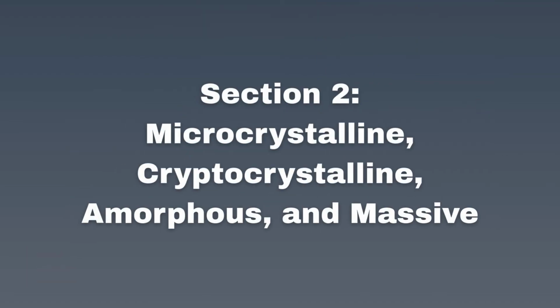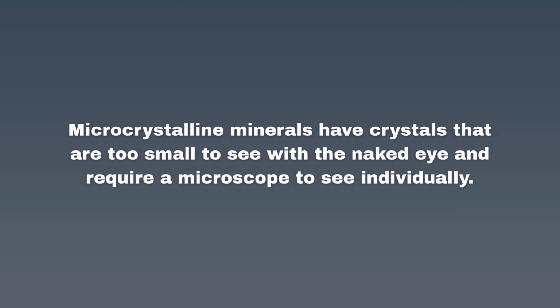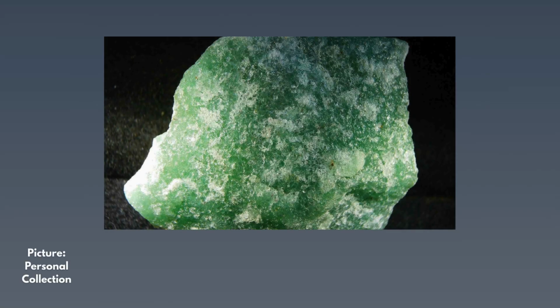Section 2. Microcrystalline, cryptocrystalline, amorphous, and massive. Microcrystalline minerals have crystals that are too small to see with the naked eye and require a microscope to see individually. This is some green aventurine, which is microcrystalline quartz with some fuchsite in it. So technically it's a rock, but the point still stands. Now this is a microscope picture, but I've got it on my further away lens, so it's not quite zoomed in enough to see individual crystals, but they're there.